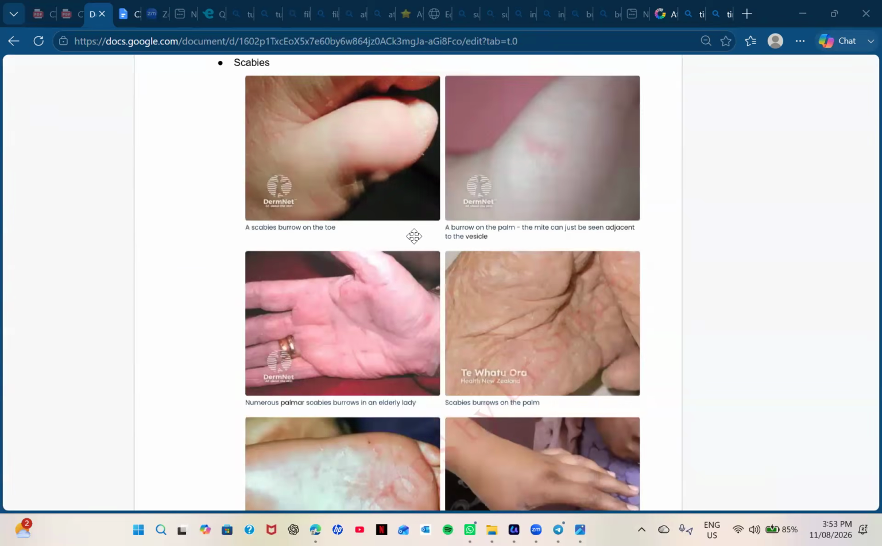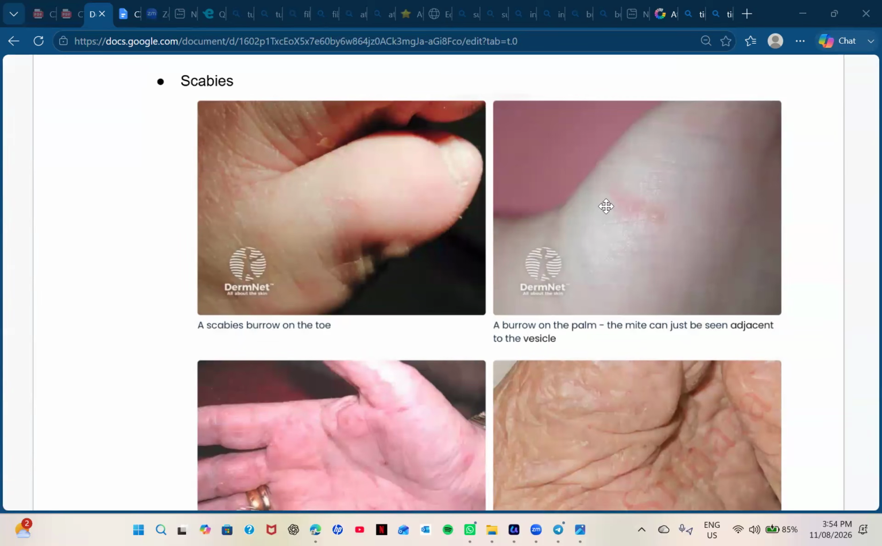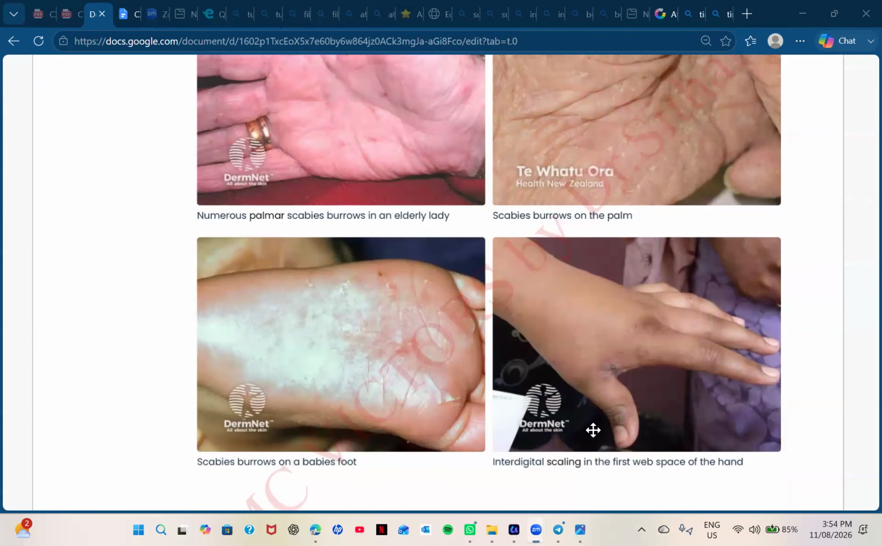Okay, so next one, the scabies. How does scabies present? You can clearly see scabies burrows, right? Can you see the thread-like appearance? This is a burrow. These are the burrows, right? It's very pathognomonic for this one.